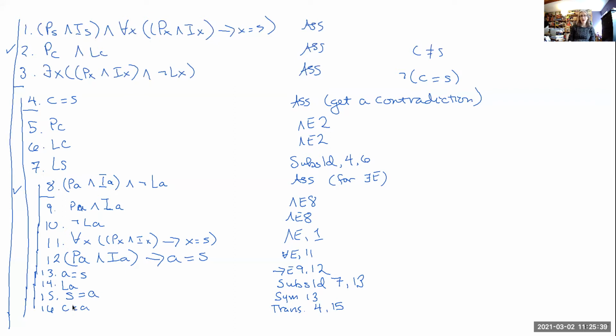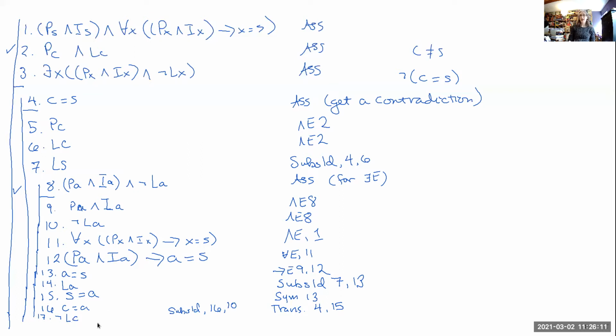Now I can get something that will contradict one of my lines up here that doesn't involve constant A. I can do this by taking line 10 and substituting C for A using substitution of identity. I'm going to write it very, very small because I'm running out of space. So we have not LC, substitution of identities, 16 and 10.